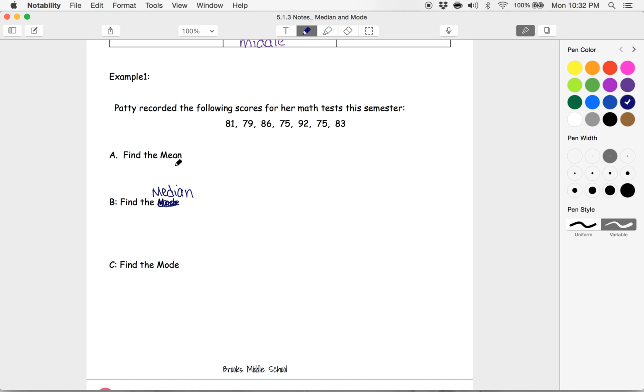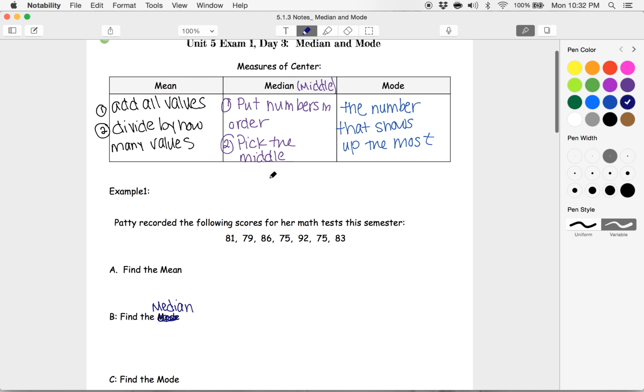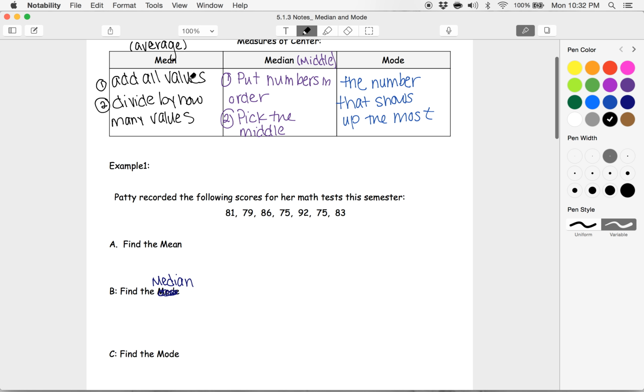All right, now that we have that fixed, let's talk about the mean. According to up here and what we did yesterday, the mean, also known as the average, feel free to add that in there. It's when I add them all up, so add all the values, and then divide by how many values. So for this, I'm going to add them. 81 plus 79 plus 86 plus 75 plus 92 plus 75 plus 83, divided by 1, 2, 3, 4, 5, 6, 7, divided by 7.